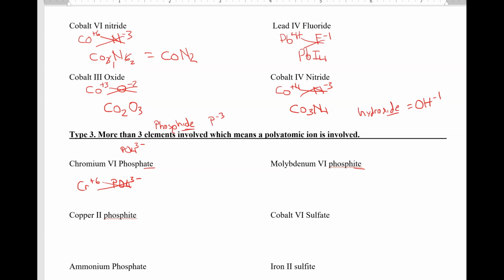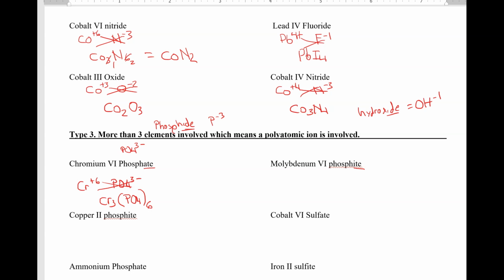So watch. I'm going to crisscross again. I'm going to make Cr3. That's easy. But for PO4, because I need a number on the outside, I'm going to put parentheses around the whole thing. Why? Because we're saying collectively I have this many phosphates. So in this situation, you have 6 phosphates. So for polyatomic ions, whenever there's a number on the outside, you have to put parentheses.